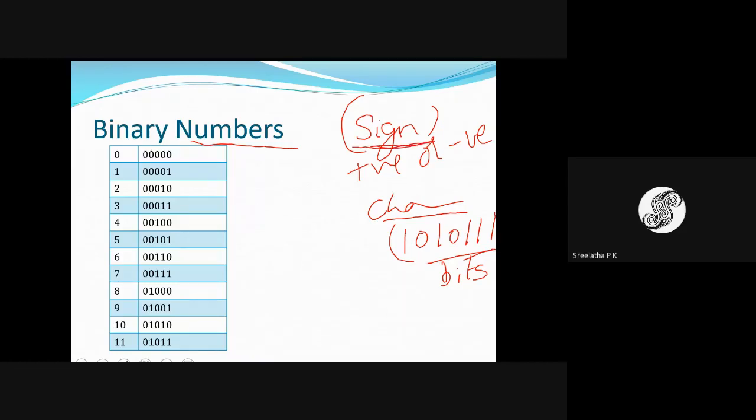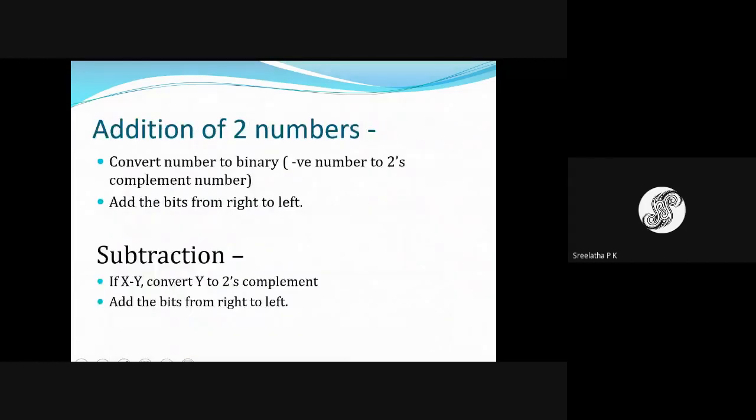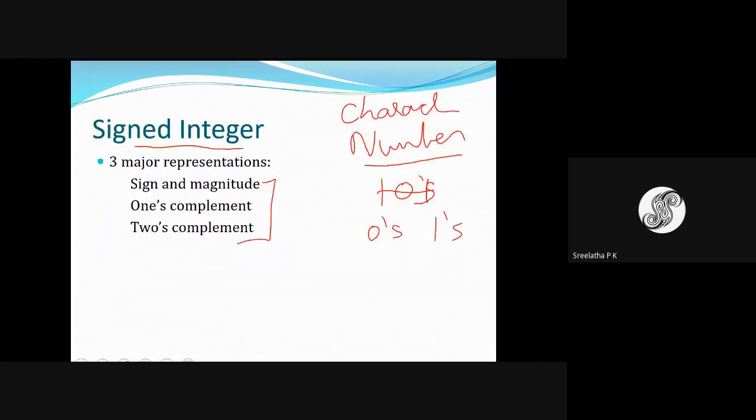But now suppose you know that 2 is represented like this, and I want to represent -2. It must be represented in a different way. So what are the different ways in which signed integers can be represented? There are 3 ways: sign and magnitude, 1's complement and 2's complement. What is the sign and magnitude system?